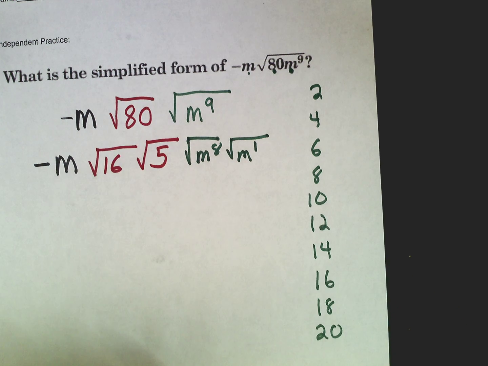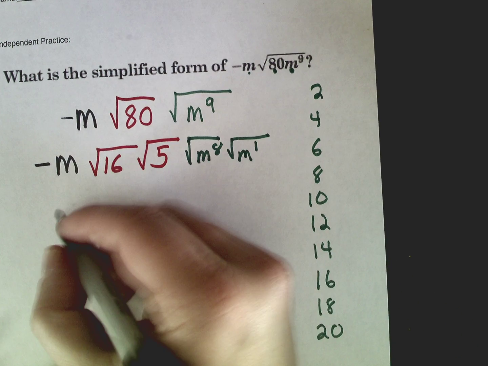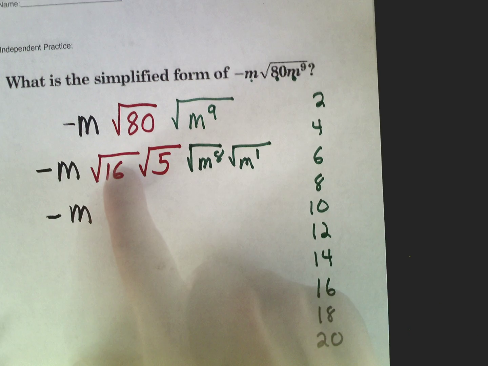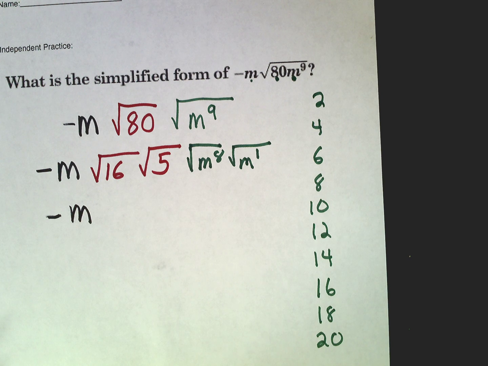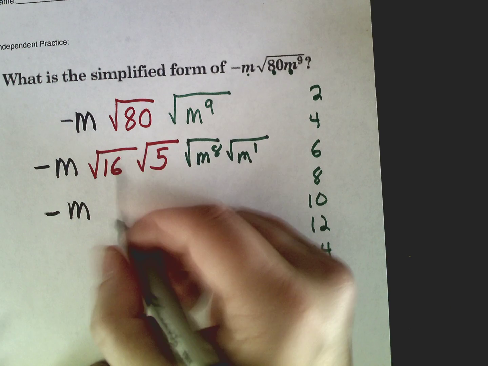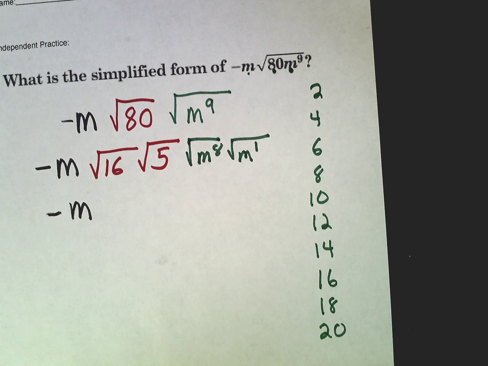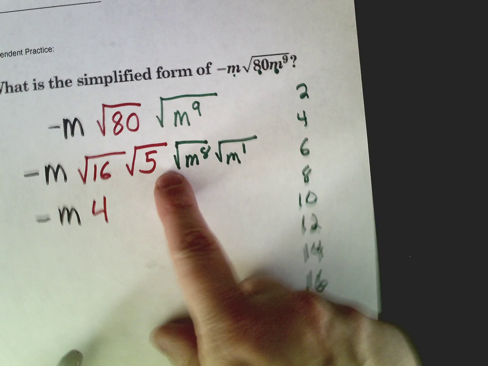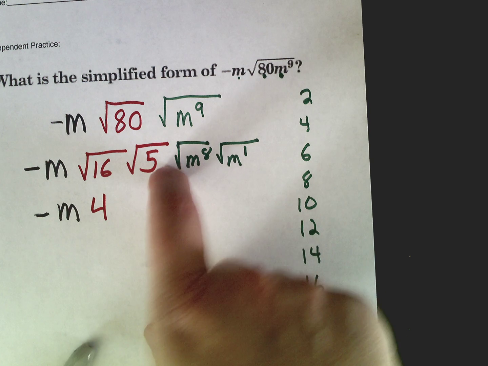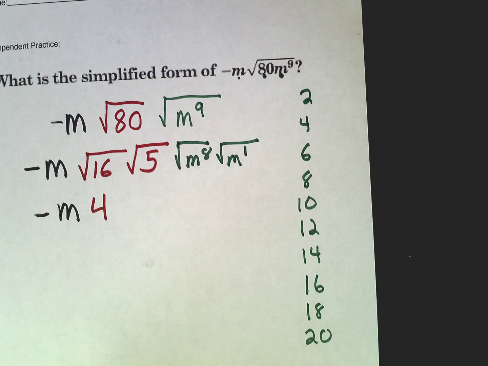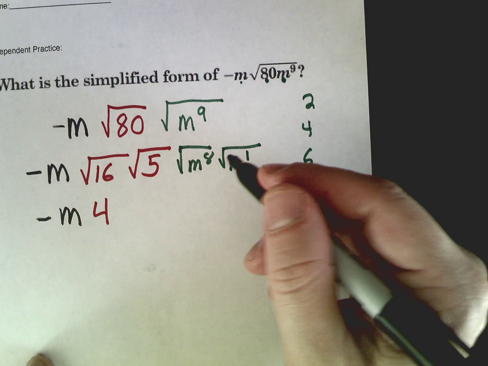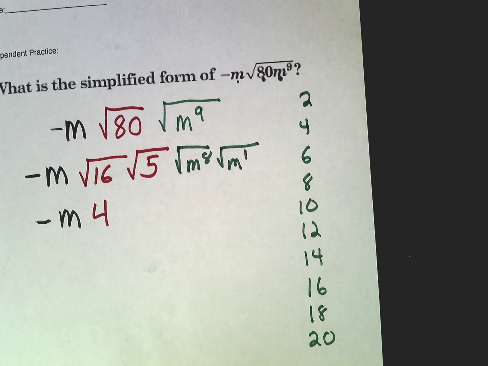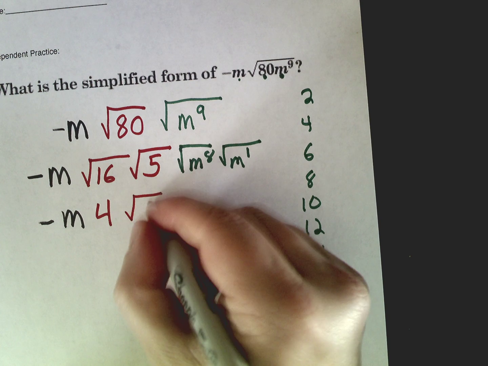Okay, so I'm going to start over again. So let's get to the next stage. Negative m. Just bringing it down. Now, square root of 16 we can fix. I'm going to keep the negative. Square root of 16 just becomes 4. Square root of 5, I can't fix anymore. Square root of 5 is not one of our perfect squares. Just leave it be. So that square root of 5 just becomes square root of 5. Can't make it any simpler.